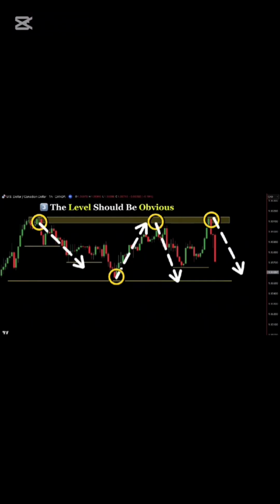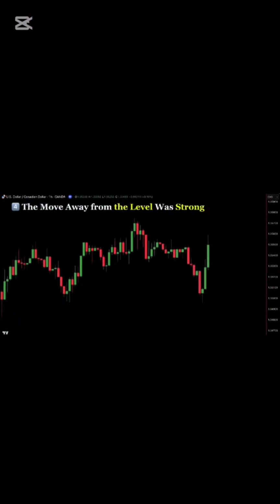And that's exactly why obvious levels matter. The more visible they are, the more traders will be paying attention to them, increasing the chances of price reacting at these areas again. The move away from the level was strong.